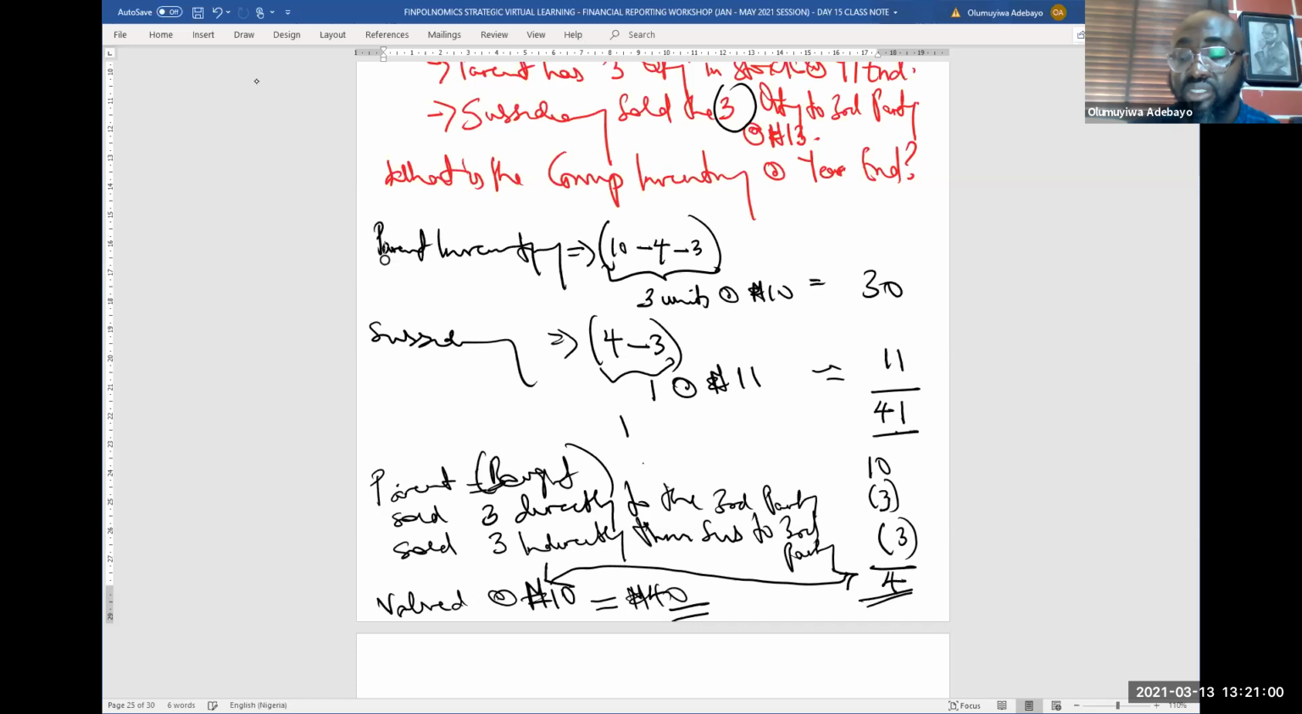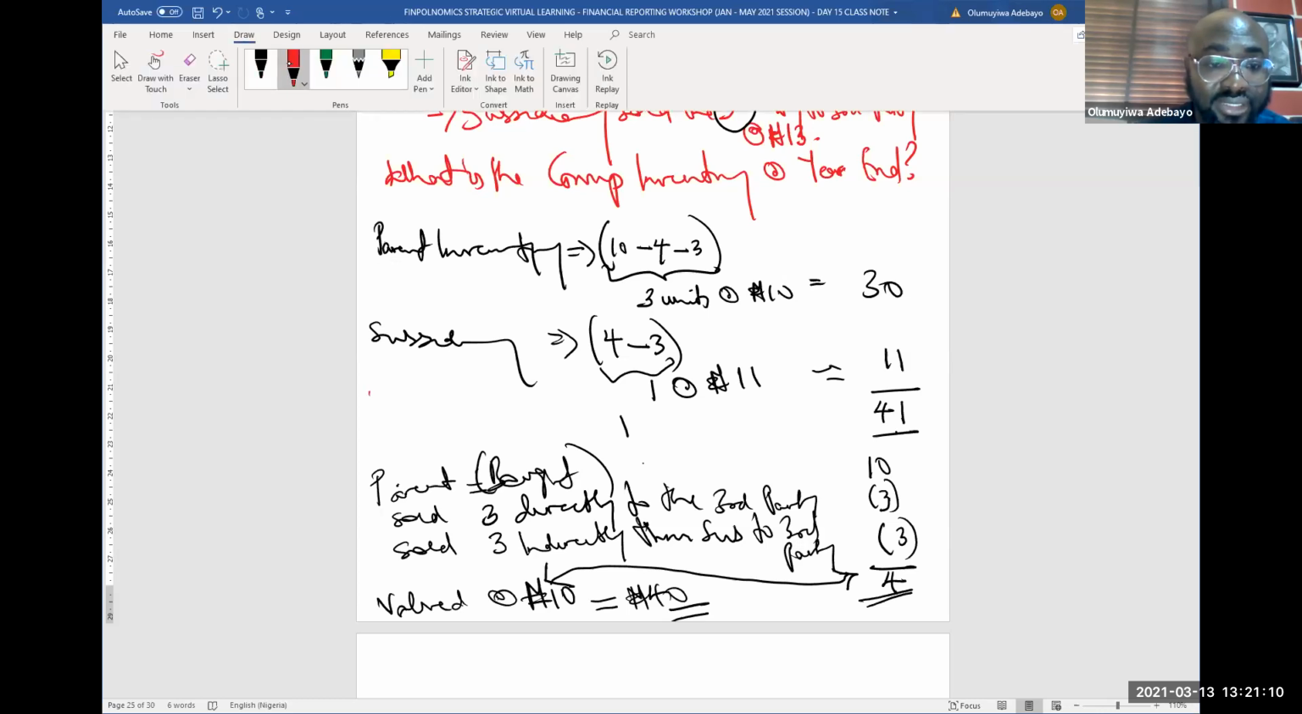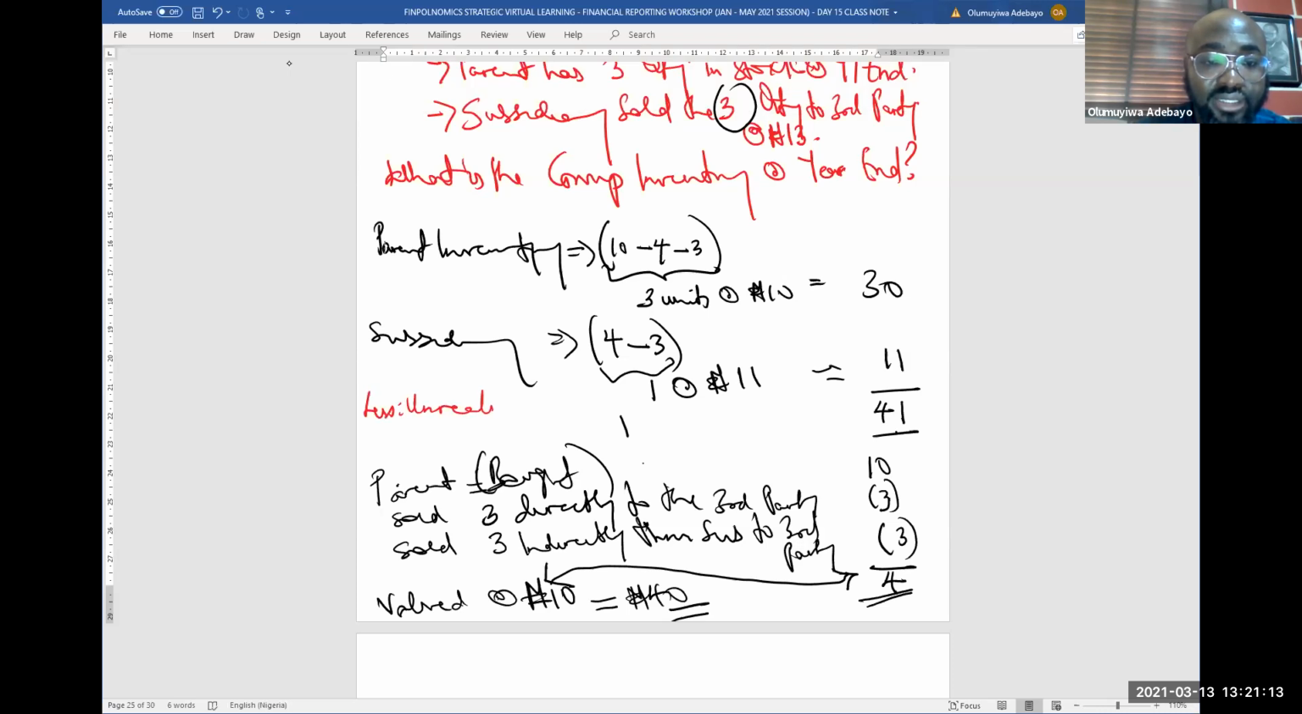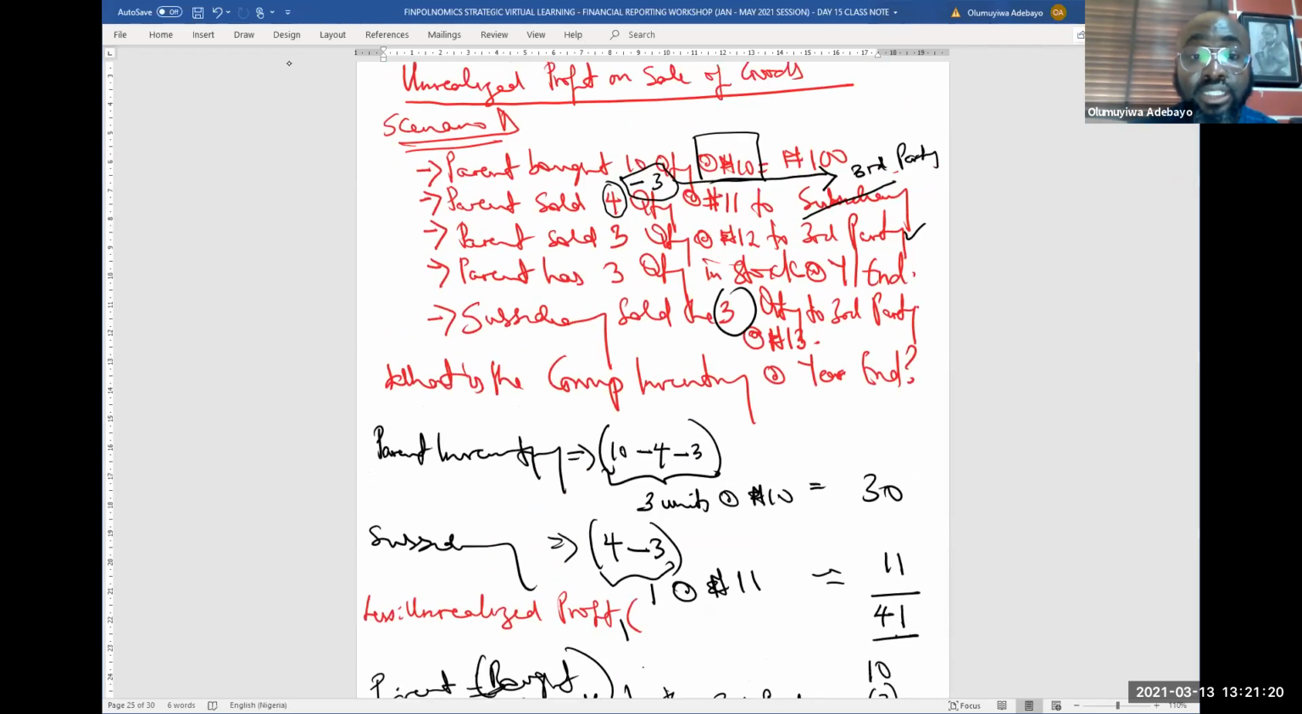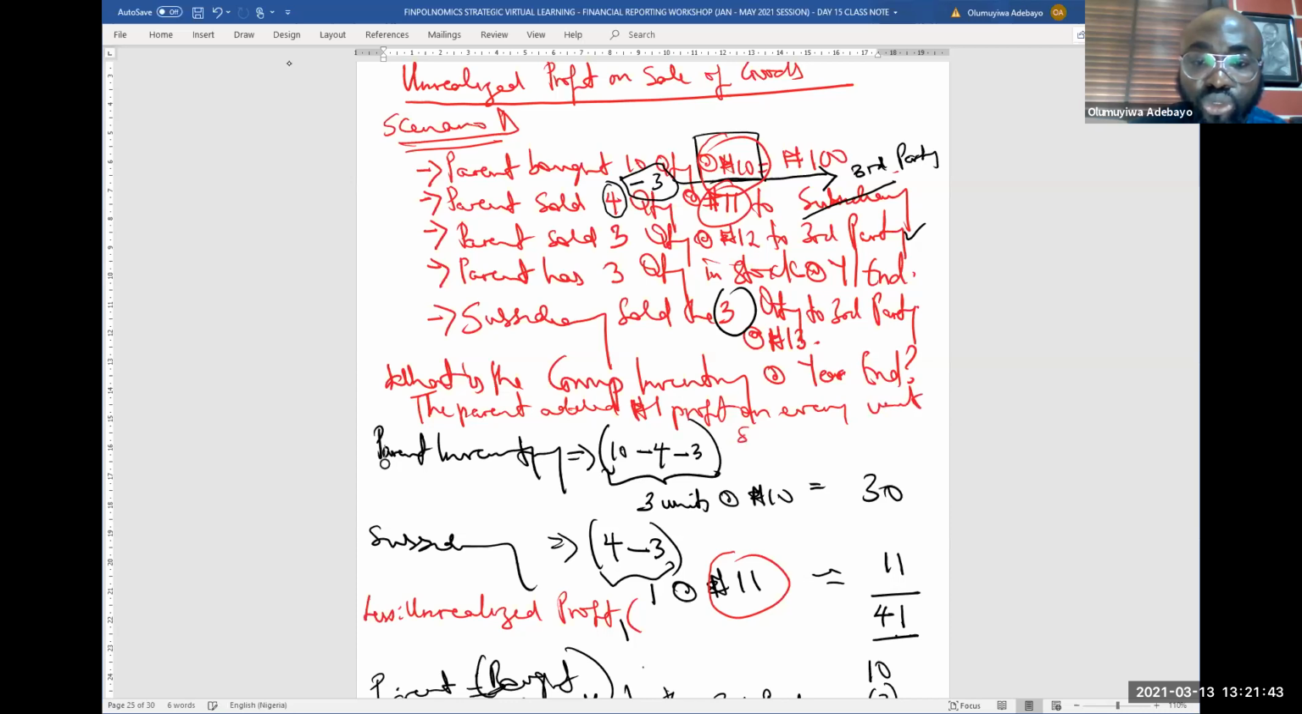But what do we have here? We have 41. The question is, the difference between 40 and 41 is 1 naira. Where is the 1 naira coming from? The 1 naira comes from the fact that we need to recognize that there's unrealized profit. How do you know? Remember, it cost the parent 10 naira, but it's sold to the subsidiary at what? 11 naira. Therefore, the parent added or loaded 1 naira profit on every unit sold by it to the subsidiary.